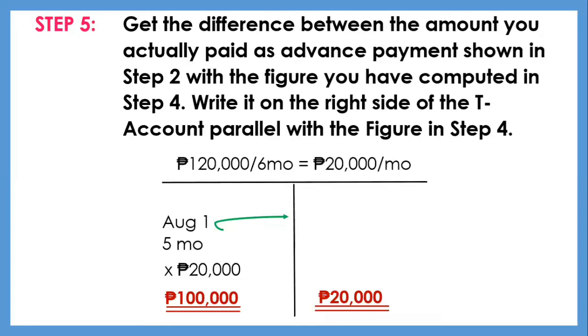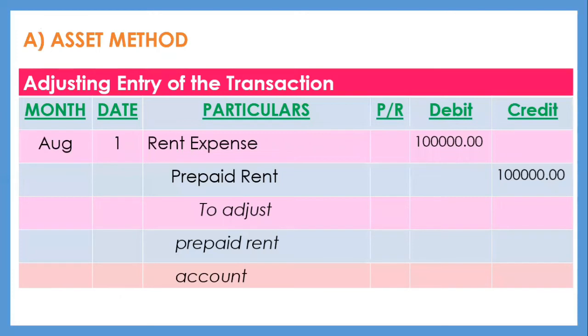So how do we journalize this one? How will our adjustment entry look like? In journalizing this one, there will be 2 entries.